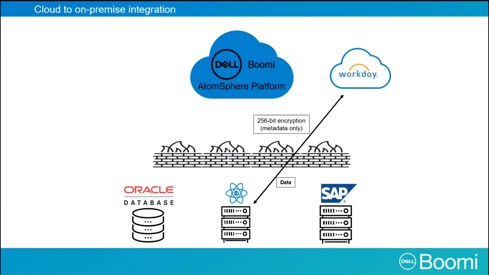This slide illustrates how we deploy to support a cloud to on-premise integration. AtomSphere, the blue cloud, configures and manages the integrations in the cloud. The actual integration runtime, which moves the data, resides on-premise behind the firewall. The Atom communicates with the applications and the data moves through the Atom, but does not run through the AtomSphere platform. Again, the Atom only initiates outbound communication for AtomSphere to communicate the status for centralized monitoring, as well as to check for any Atom updates.